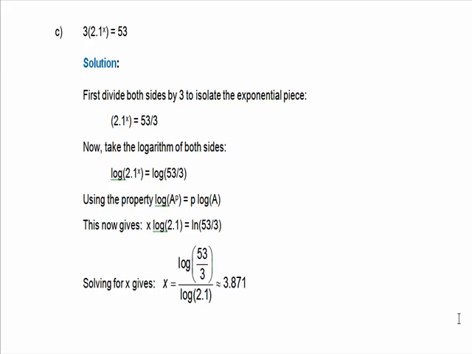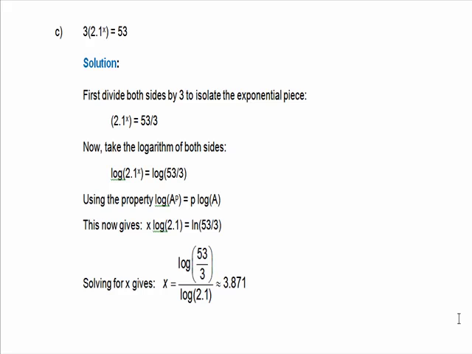Now I'm going to take the logarithm of both sides, so I'll have the log of 2.1 to the x equals the log of 53.3. Now notice, this is the first one where the log and the base don't cancel out, and so I can't just remove the log and the base.